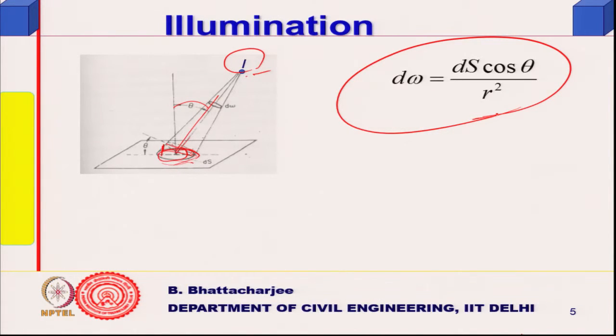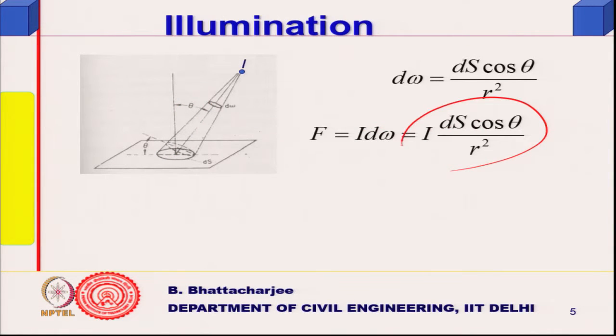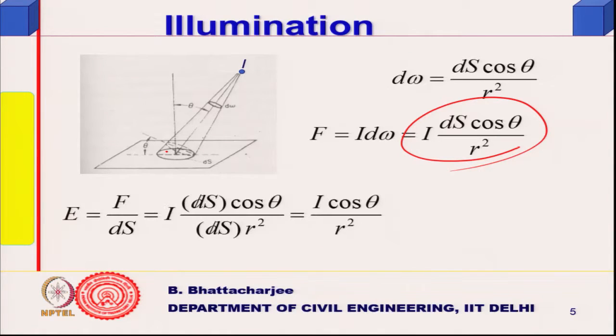So, the flux will be I into d omega, which will be equal to I ds cos theta by r square. So, that is the flux received here onto this surface. And what is illumination? This flux divided by the area of the surface, that is ds again. So, illumination is F by ds, and this ds and ds will cancel out. So, I cos theta by r square, that is the inverse square law. So, illumination received on this surface is I cos theta by r square.